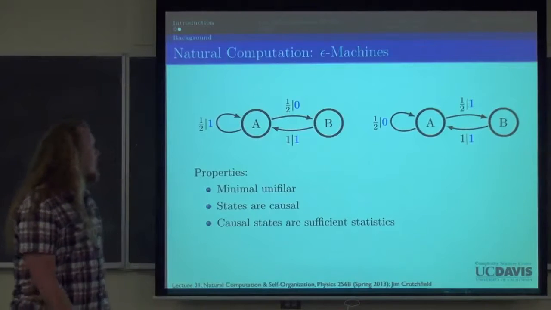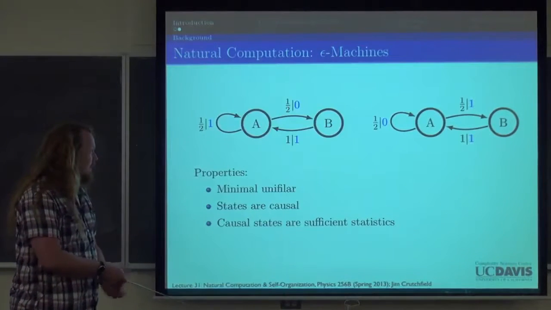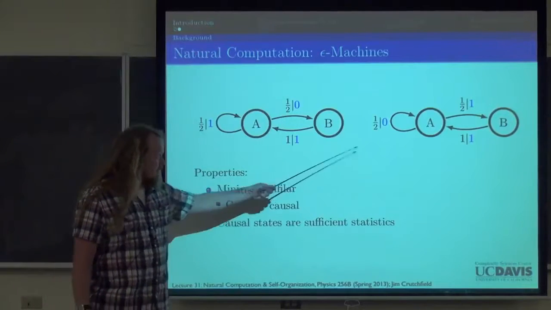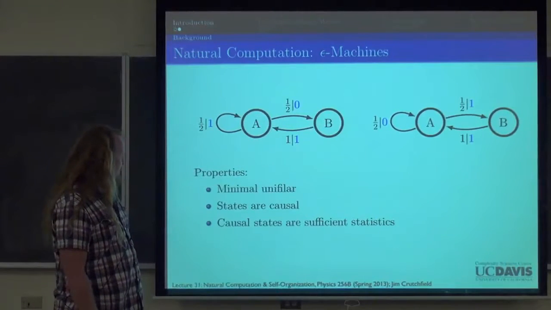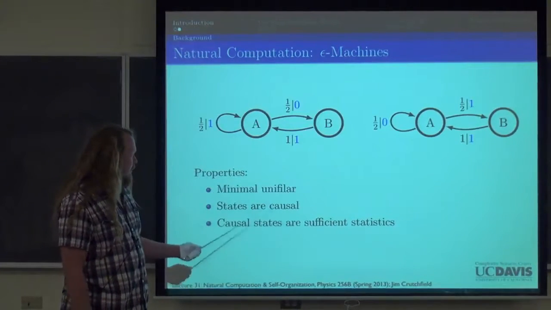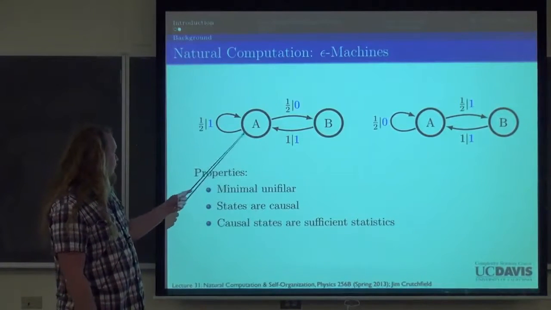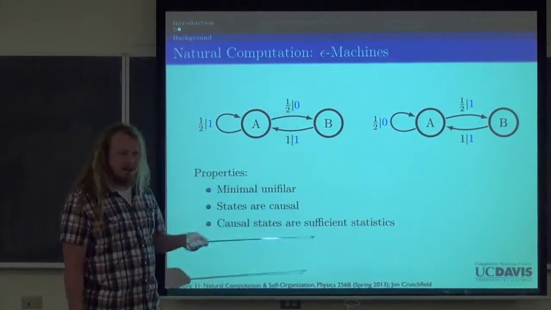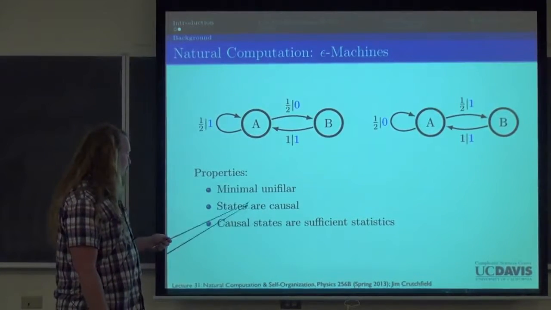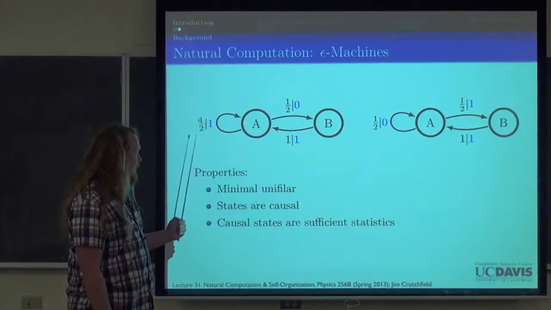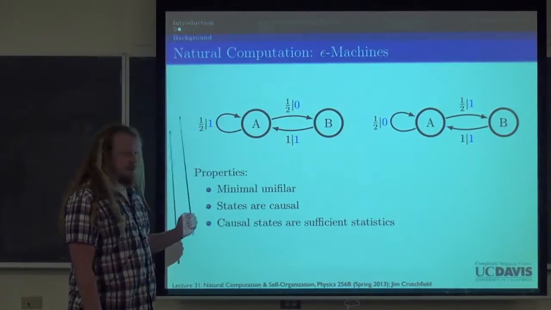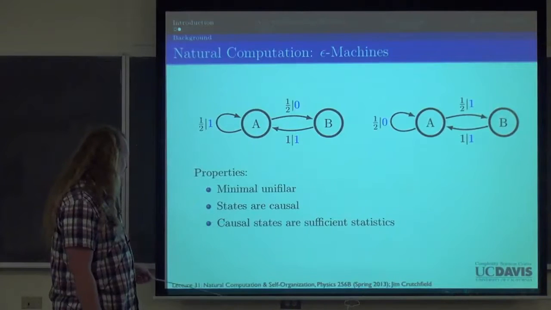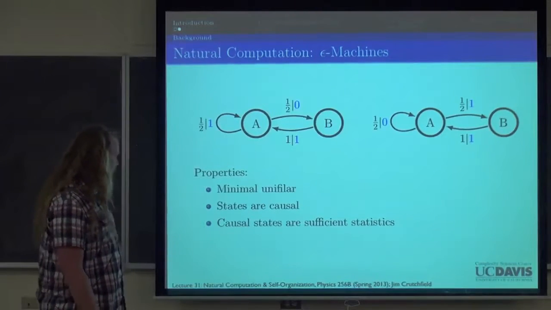All right, so epsilon machines, you already know what those are, but if you don't, they are Mealy type hidden Markov models that are minimal unifilar. Unifilar meaning that given a state and an output symbol, there's only one edge leaving on that output symbol. States are causal, meaning that they summarize the past as best as possible. They are the minimal sufficient statistic, and that's already said right there.